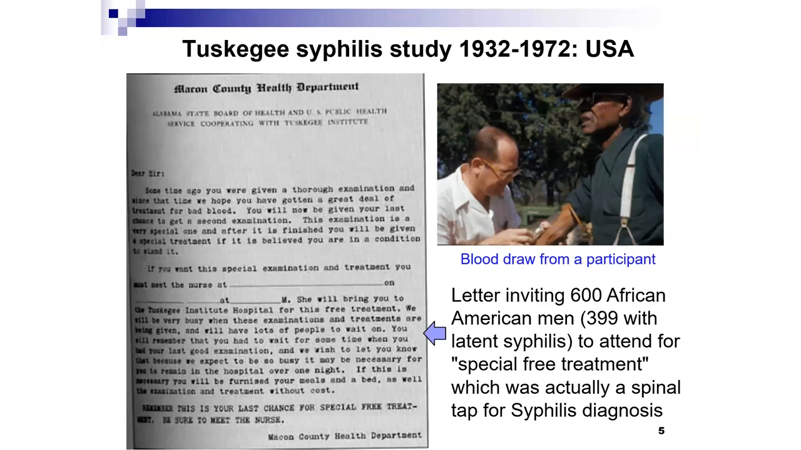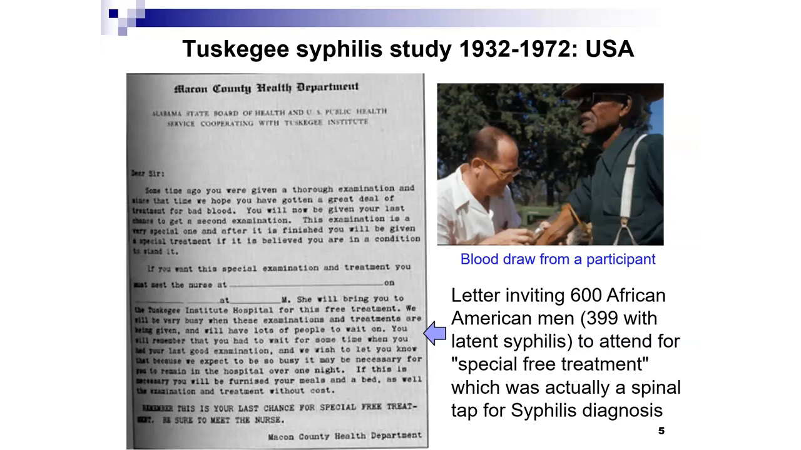In the meantime, in 1947, the antibiotic penicillin was discovered. And it was found that it's the best treatment for curing syphilis. But this information was kept secret from the participants. And they were never allowed treatment or were even prevented from getting treatment.